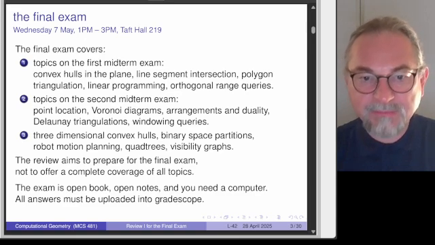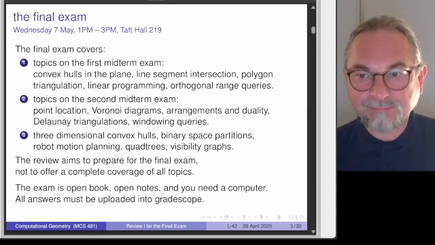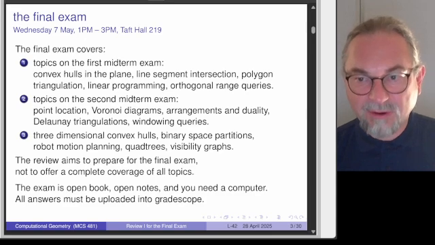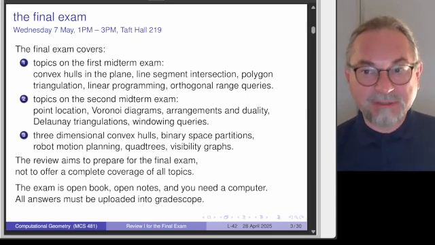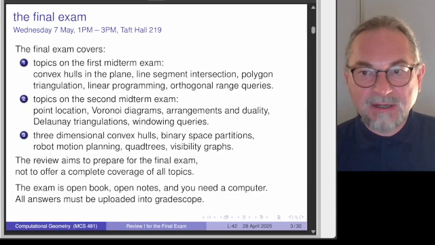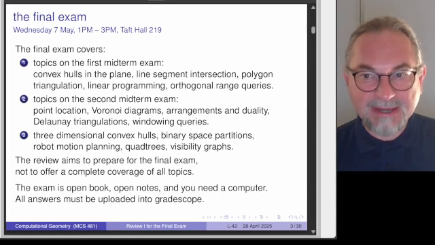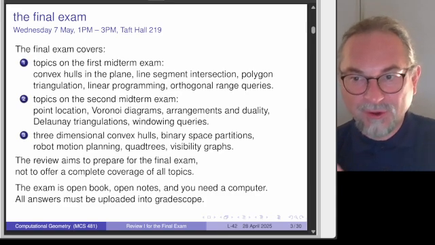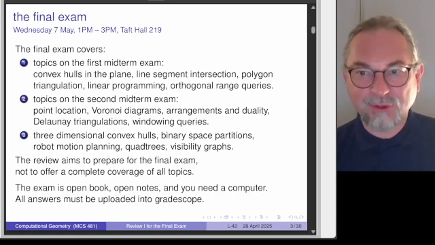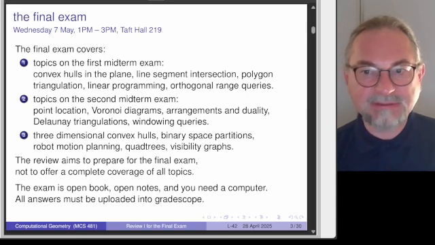So this review is aimed to prepare for the final exam. There is in no way that we can offer a complete coverage. The exercises are actually a much better way for doing this. And also, of course, there is the first midterm exam and the second midterm exam. So the exam will be open book. And you will need a computer, but you will need to upload your answers into Gradescope. So the exam is a hybrid between an offline, off-campus electronic version exam and an in-class version.